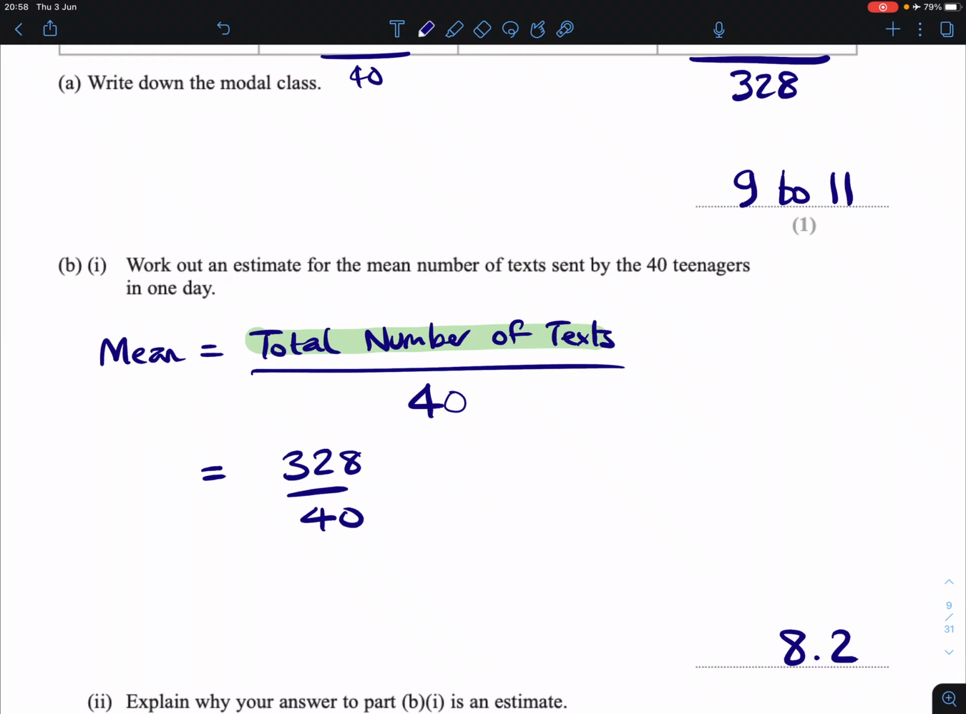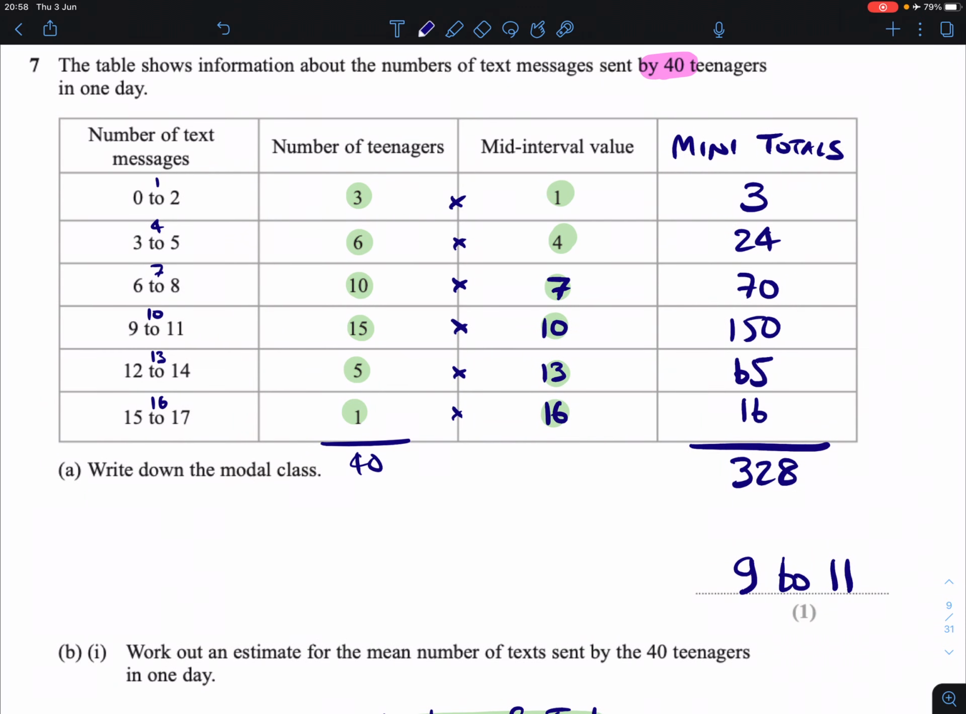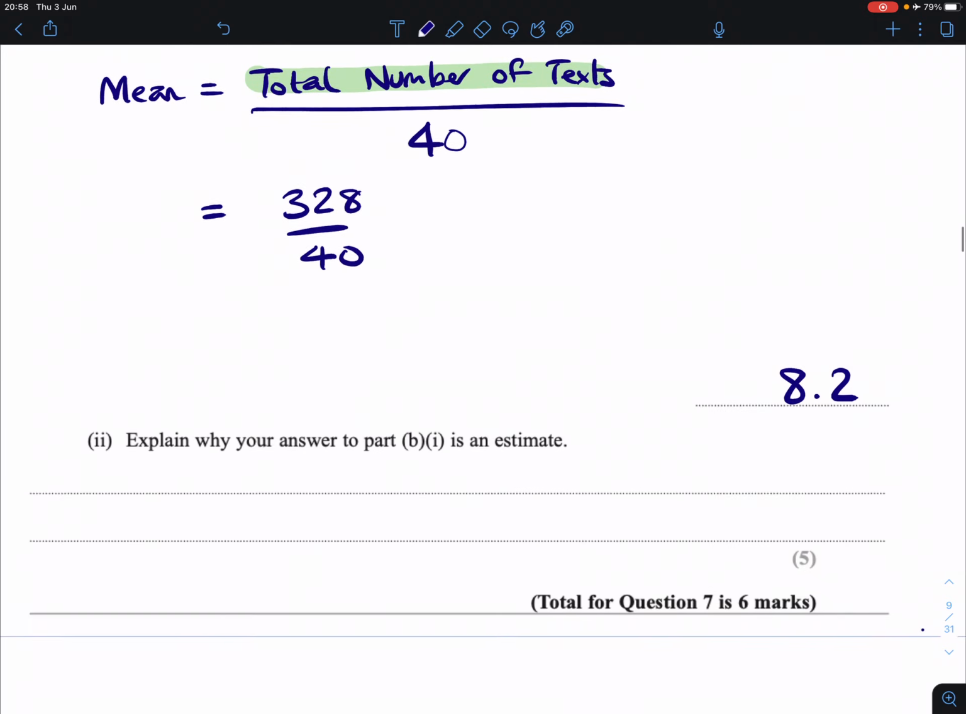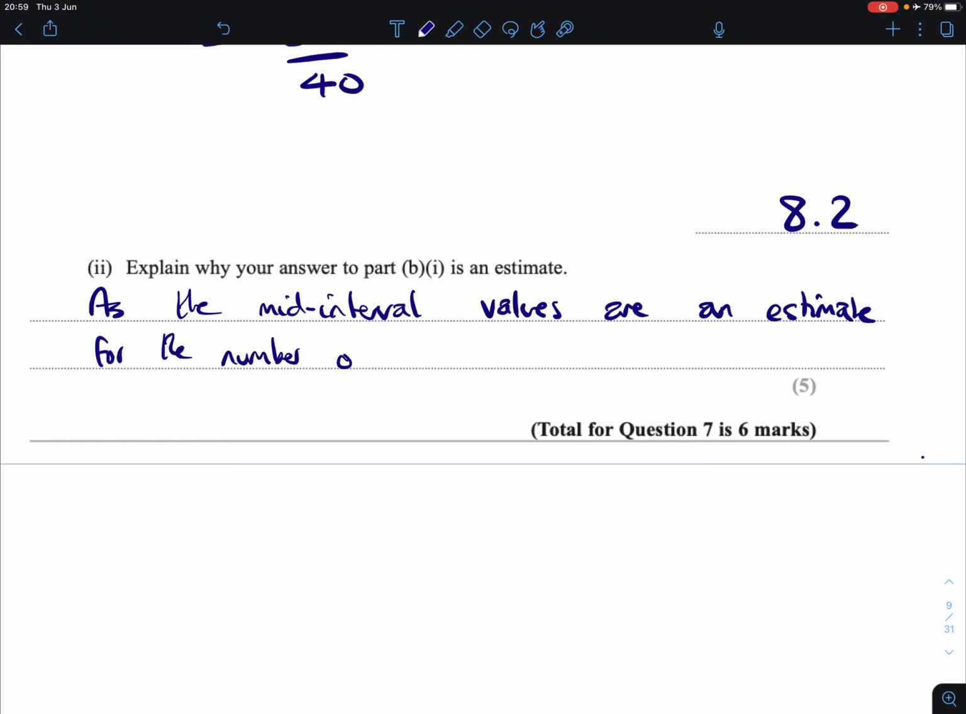Part 2. Explain why your answer to part B, I, is an estimate. Well, I kind of talked about this already, but just to clarify, the mid-interval value is basically a best guess of the number of texts sent in each group. So how I could write that is, as the mid-interval values are an estimate for the number of text messages sent in each group.